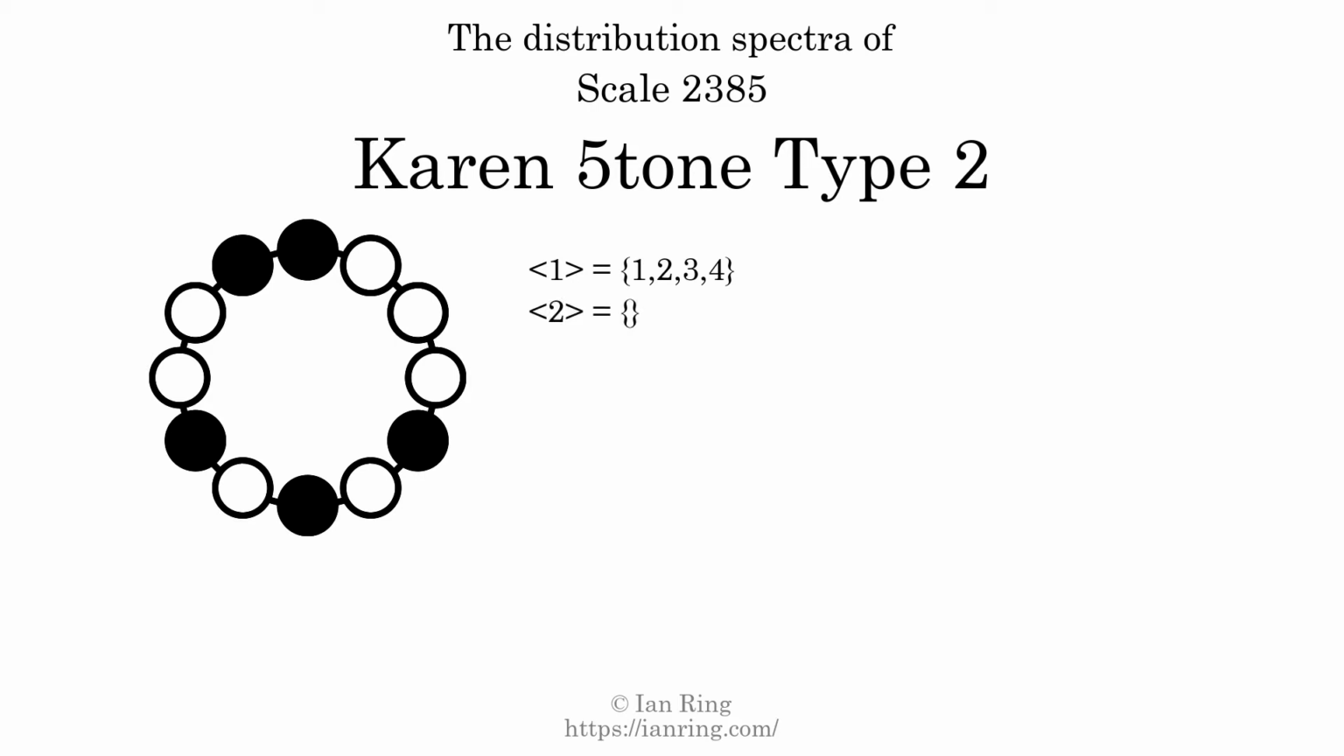The generic interval of 2 scale steps comes in 3 different specific interval sizes. 4 semitones, 5 semitones, and 6 semitones. The spectrum width of this generic interval is 2. The generic interval of 3 scale steps comes in 3 different specific interval sizes. 6 semitones, 7 semitones, and 8 semitones. The spectrum width of this generic interval is 2.